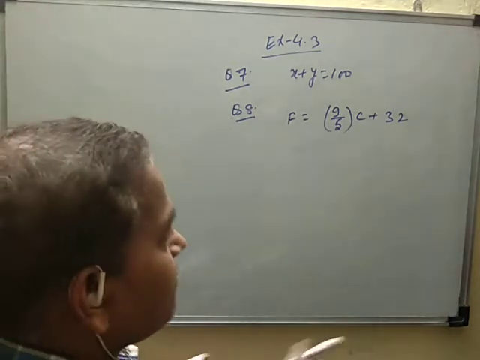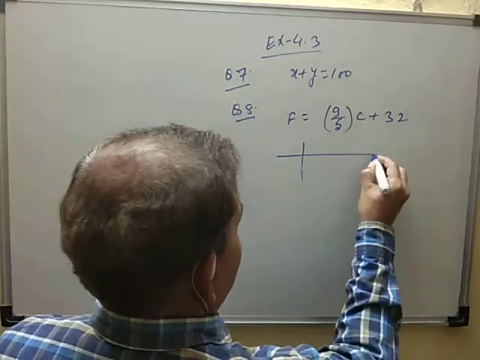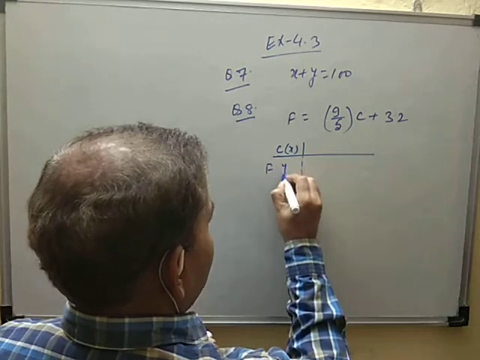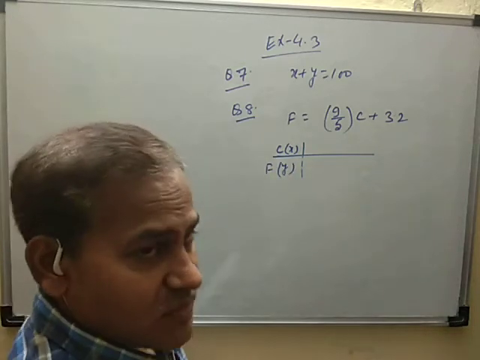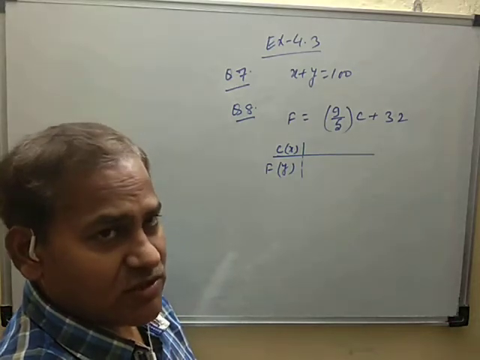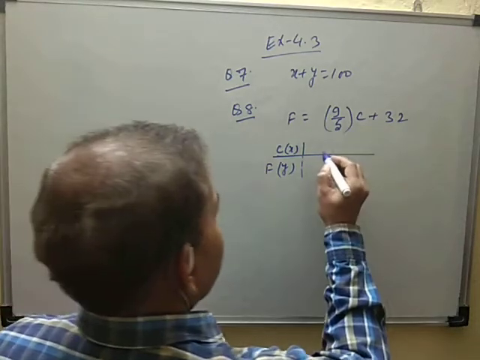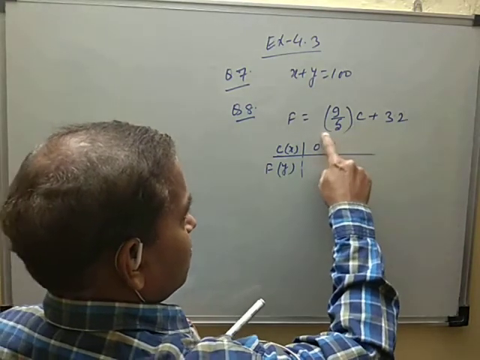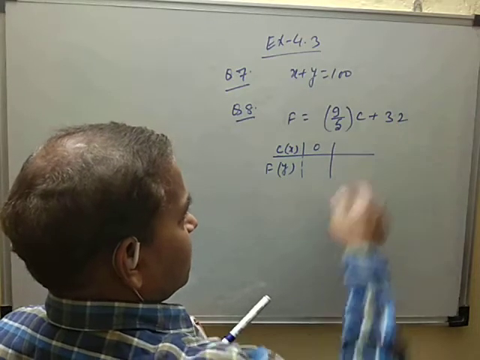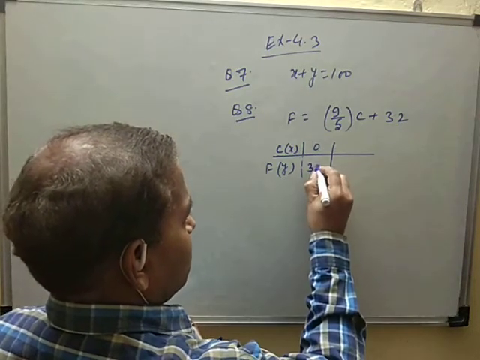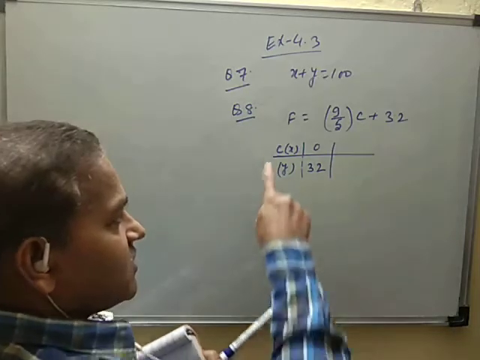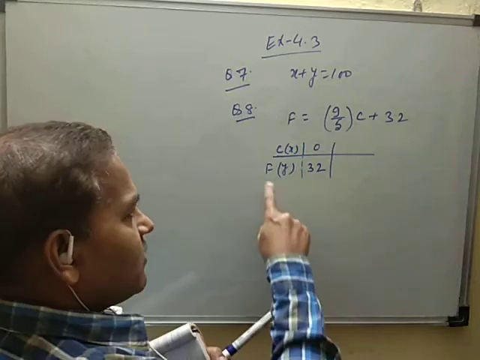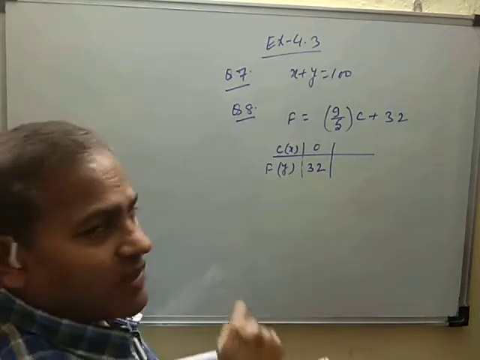So for the graph, first we need the value of C, which is x, and F, which is y. So find any three solutions. First put C is equal to 0. When C is 0, the whole term is 0, then plus 32. So F is equal to 32. So the value of C is taken on the x-axis and the value of F on the y-axis.